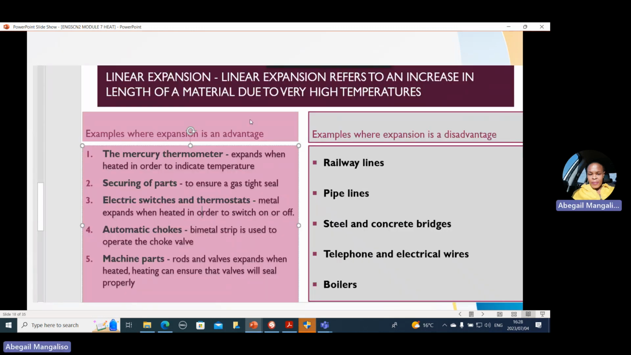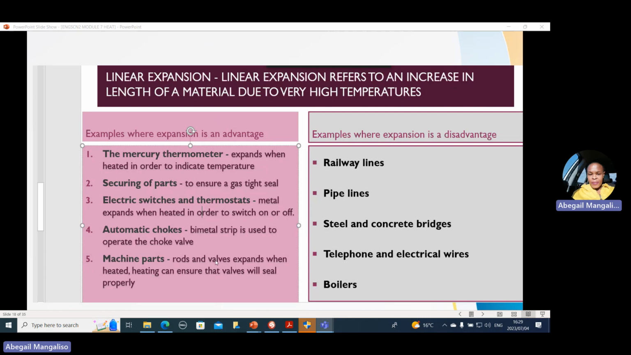The linear expansion, examples where it is an advantage and where it is a disadvantage. The mercury thermometer expands when heated in order to indicate the temperature, so it is an advantage. Also, when securing the parts to ensure a gas-tight seal, it is an advantage. Electric switches and thermostat, metal expands when heated in order to switch on and off. Automatic choke, a metal spring is used to operate the choke valve.